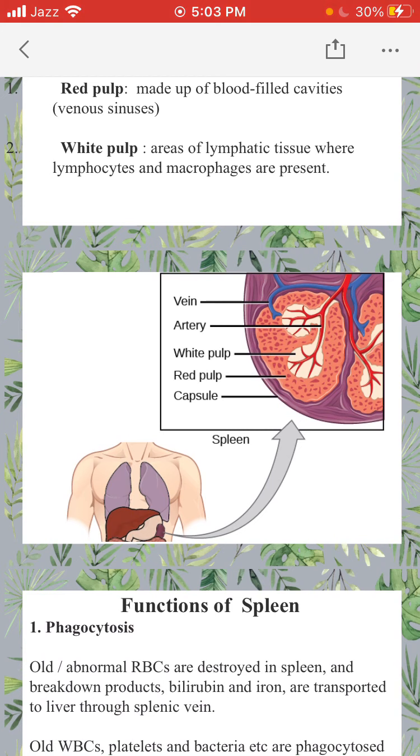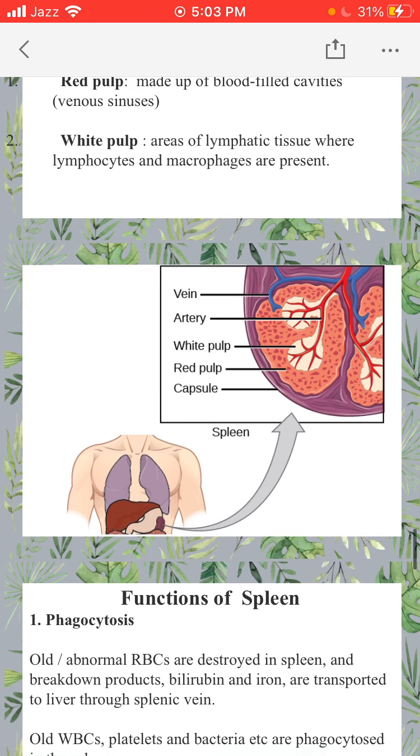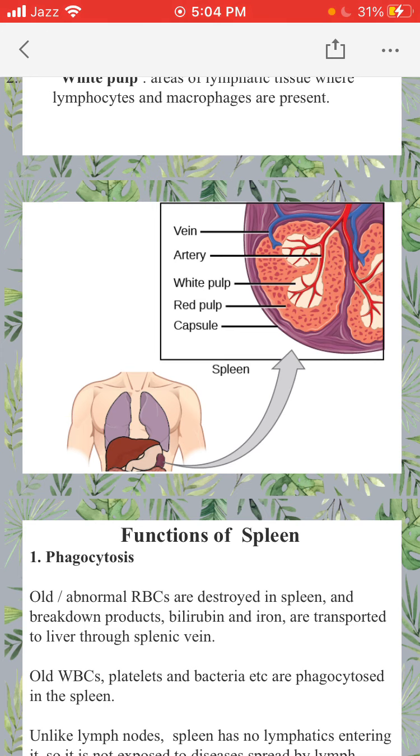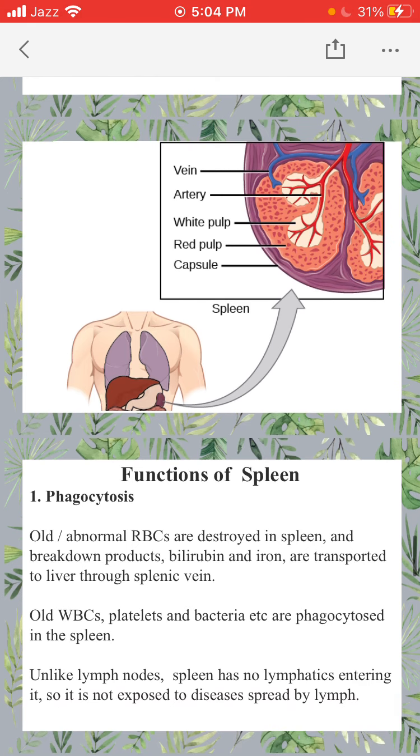Functions of the spleen: phagocytosis is also a function of the lymph node, and so phagocytosis is also one of the functions of the spleen. All the old and abnormal RBCs are destroyed in the spleen. So hemolysis occurs in the spleen, and the breakdown products, that is bilirubin and iron, are then transported into the liver through the splenic vein. Old RBCs, platelets and bacteria are also phagocytosed in the spleen.